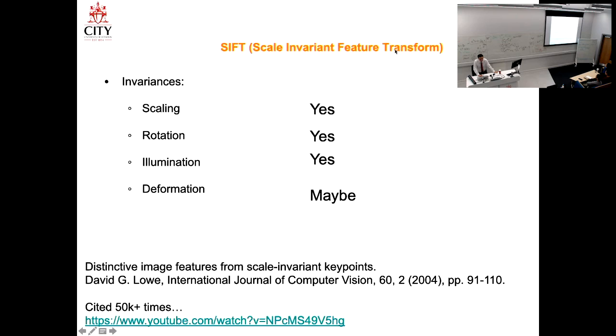So a scale invariant feature transform, it's invariant to scale, to rotation, to illumination, and a little bit to deformation, but not much. The interesting thing is the number of citations for this paper. It has over 50,000 citations. So you can imagine one of the things that I have to look up every year is to look at this number and update it. So like 4 years ago, it was like 40,000 and 45,000, 50,000, so on.